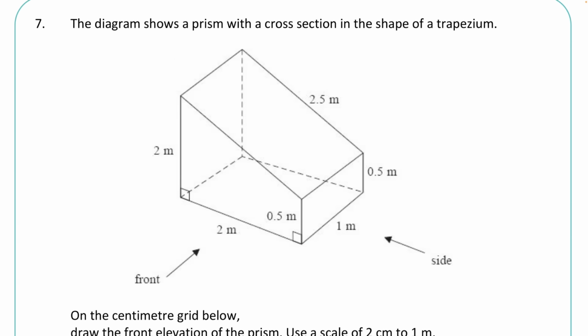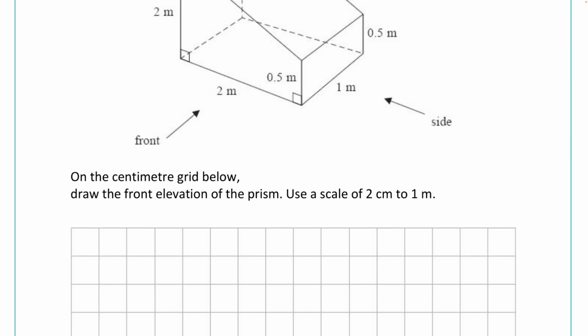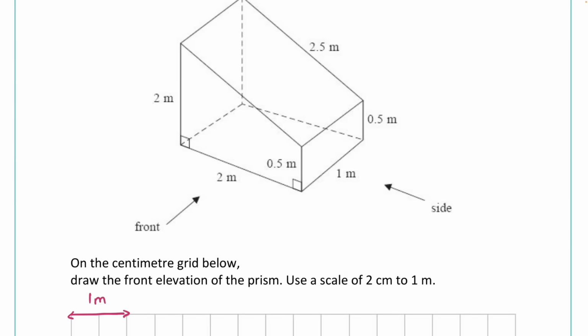Our next question is looking at a plan and elevation. So here we have a prism with a cross section in the shape of a trapezium. Now it says on the centimetre grid below, draw the front elevation of the prism and use a scale of 2 centimetres to 1 metre. Which means that 2 of these squares here represents 1 metre. So if it's 2 squares for every metre, we can times all of these metres by 2, and that's going to give us the amount of squares or the amount of centimetres that it is.